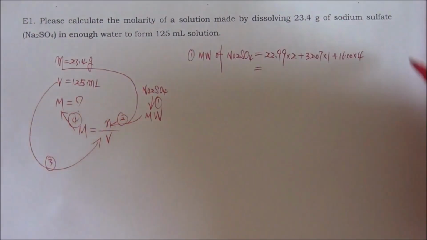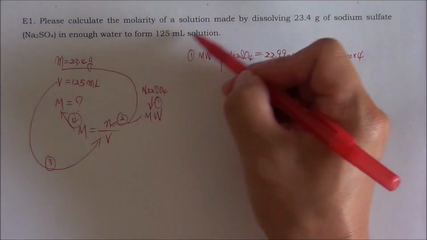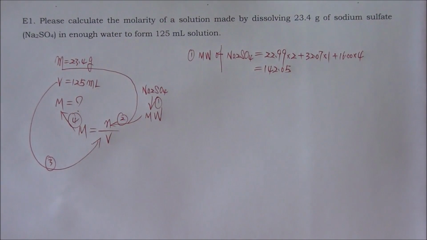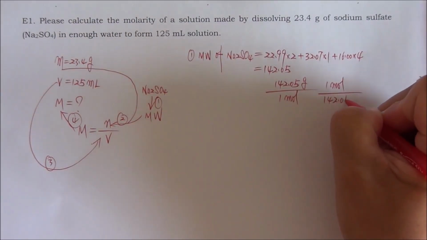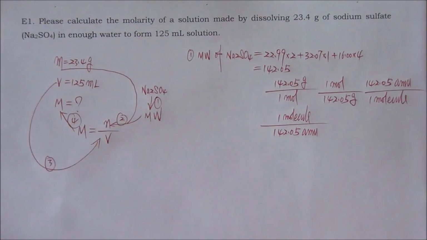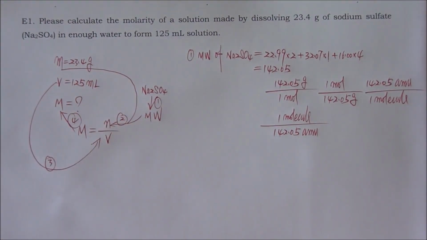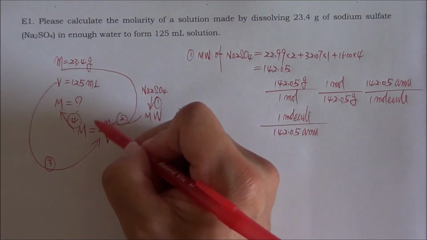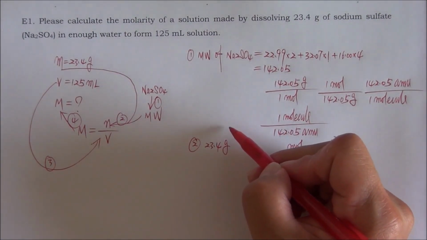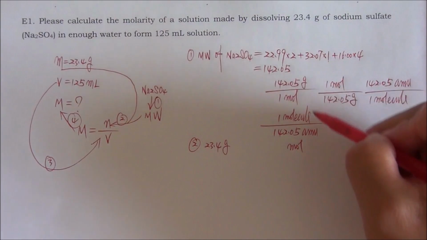If you punch all these numbers into a calculator, you will get 142.05. From the molecular weight, we can get different conversion factors. Now let's look at step 2. We know the mass and we need to calculate the moles. We will use the dimensional analysis method to calculate the moles. We want to cancel gram. We want to get moles. Then we should choose this conversion factor.